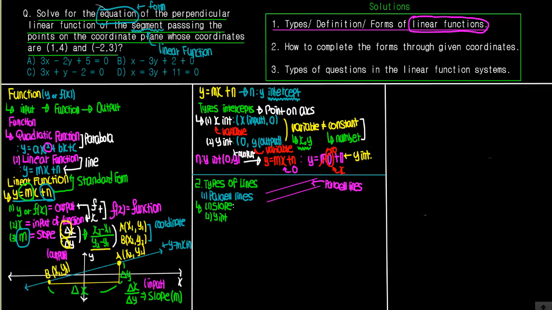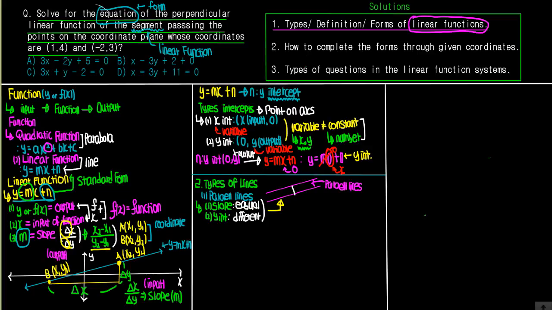The slope of the parallel lines should be exactly the same, so it should be equal. But the only thing that makes them different will be the y-intercept. The y-intercept should be different in order to create parallel lines. This is what the types of lines in parallel lines will be. So the slope should be exactly the same but have a different y-intercept in order to create parallel lines together.